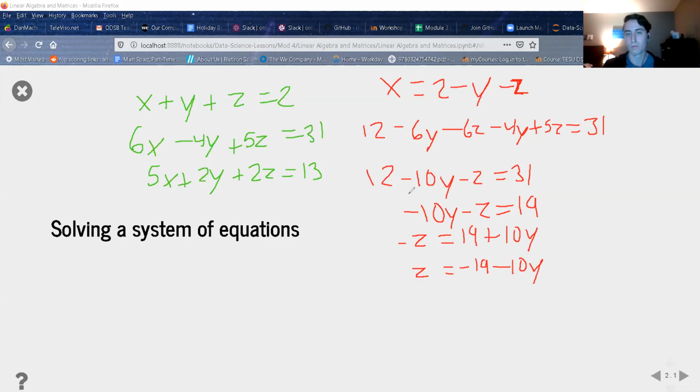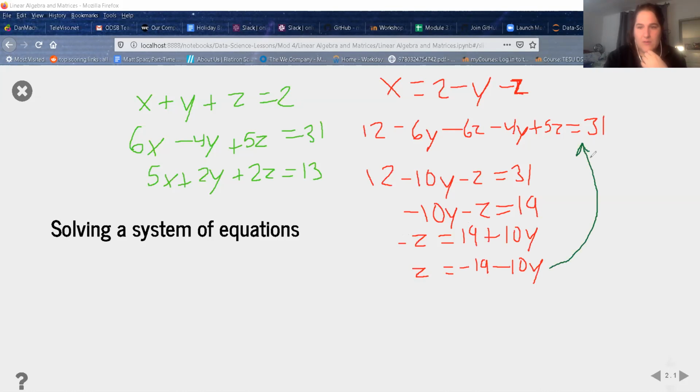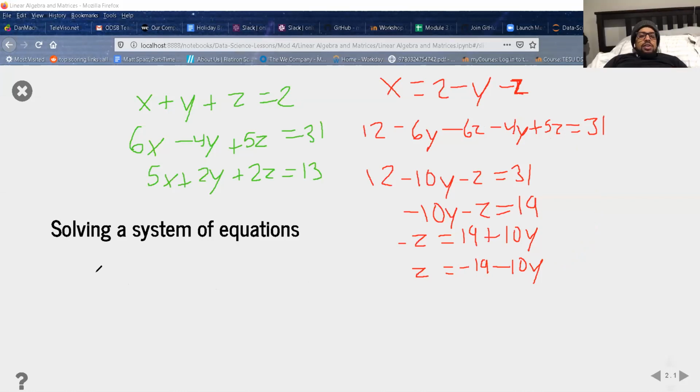Actually, I would plug this in right there. Plug this into here? Yeah, because then everything will be in terms of y, and then you can solve for y. But since we used that equation to derive z, won't that mess us up? Probably. Just plug it into the first one since it's easy. We can try that. So we'll plug in x too.